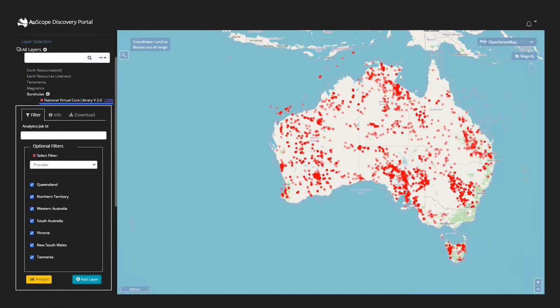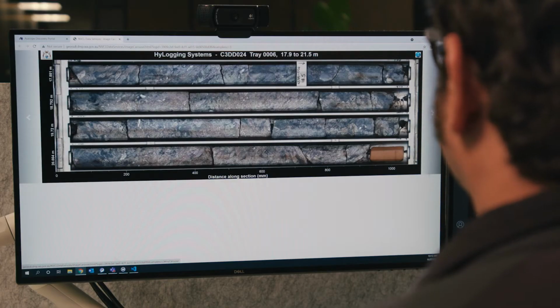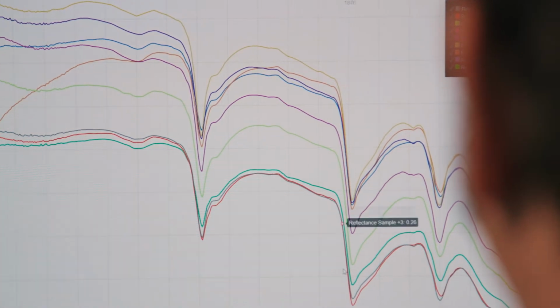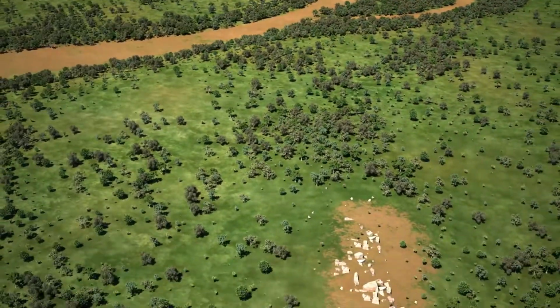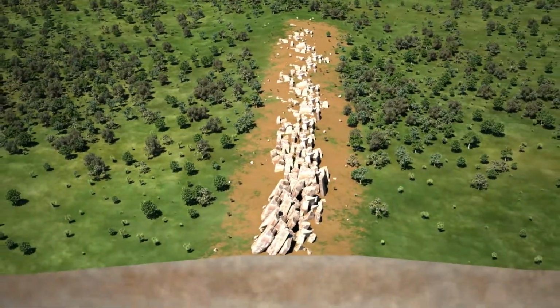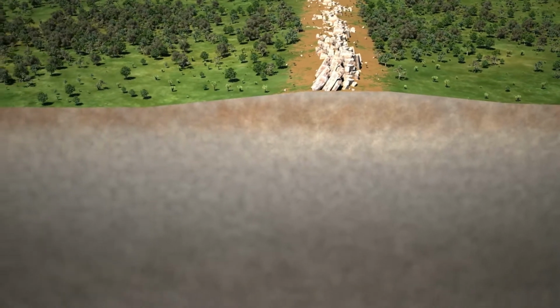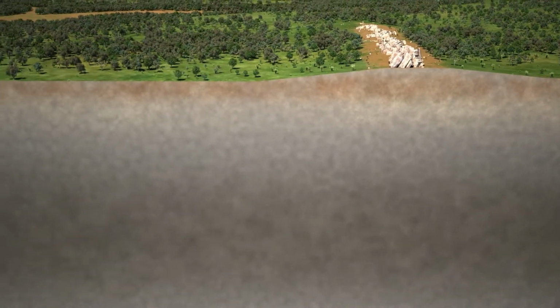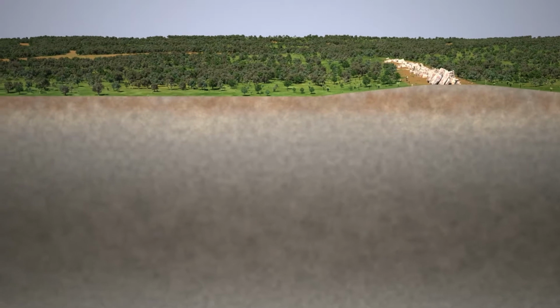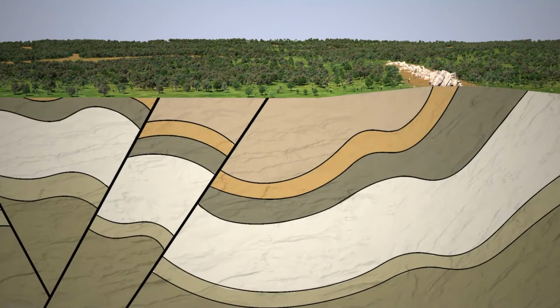The National Virtual Core Library, or NVCL, is an online database and analytics platform that hosts images of drill core and related datasets from right around Australia. It allows us to create a really detailed mineralogical picture of the top 1 to 2 kilometres of the Australian crust right across the continent, and forms a critical component of AuScope's downward-looking telescope.